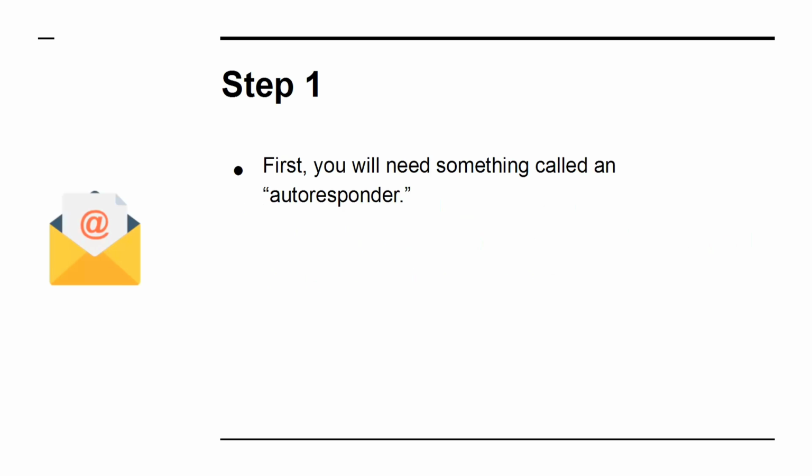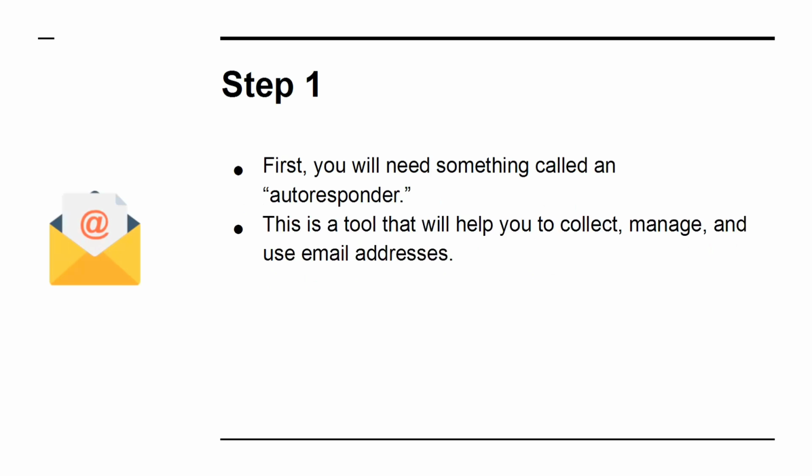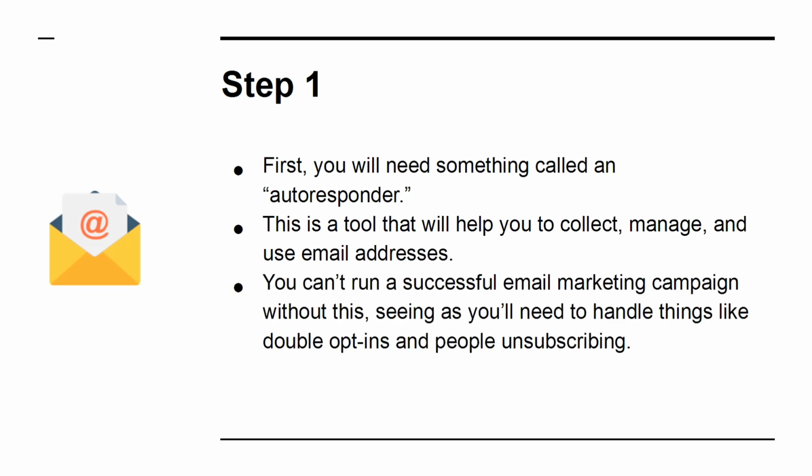Step 1. First, you'll need something called an autoresponder. This is a tool that will help you to collect, manage, and use email addresses. You can't run a successful email marketing campaign without this, seeing as you'll need to handle things like double opt-ins and people unsubscribing.